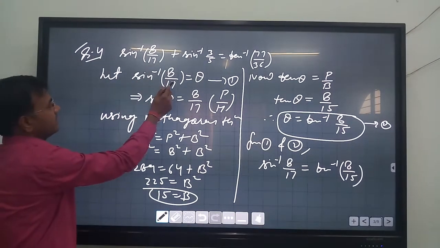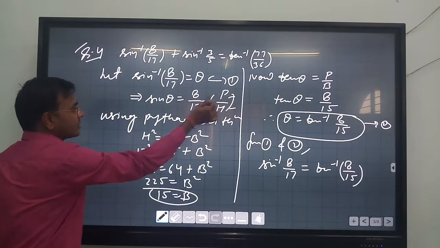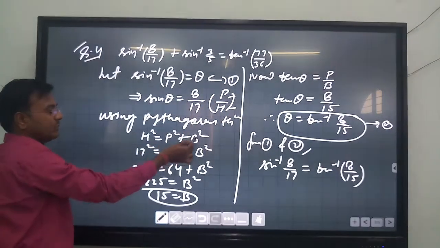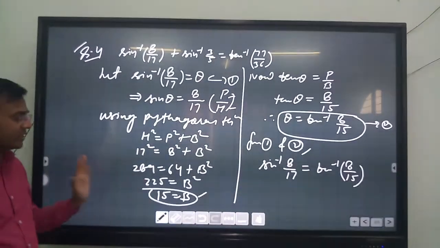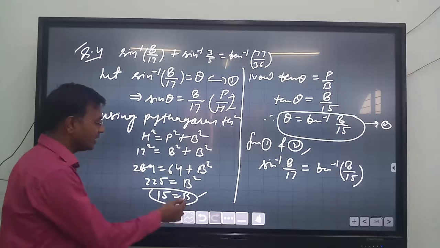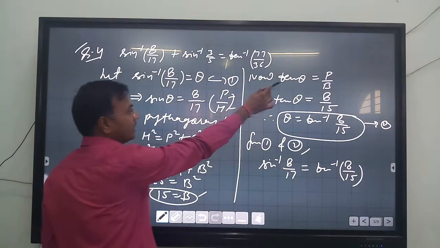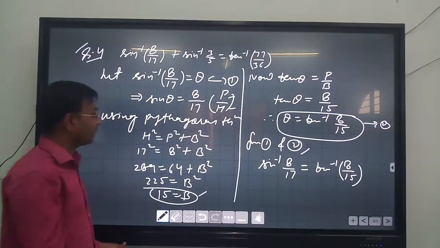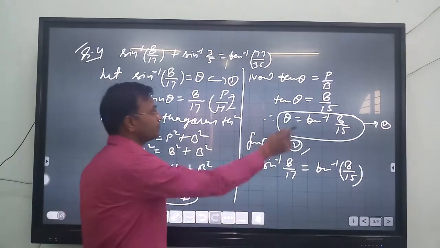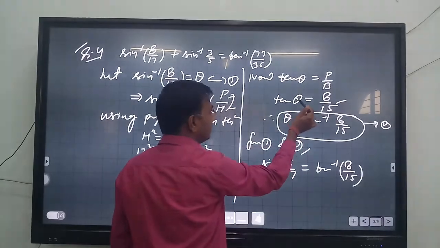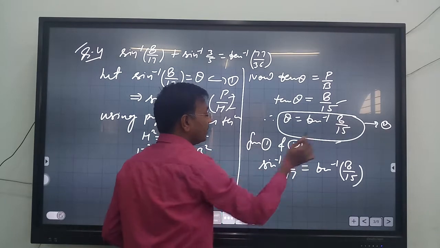Let us convert, and learn this point. Sin inverse 8/17 equals theta. Now sin theta will be 8/17, that is p by h. Using Pythagoras theorem, h square equals p square plus b square. Simplifying, we get the base. We already studied this type of question in class 10. So the base is 15. From sin theta we can now get tan theta, p by b. Perpendicular is 8 and the base we have calculated is 15. So tan theta will be 8/15, and theta equals tan inverse 8/15.